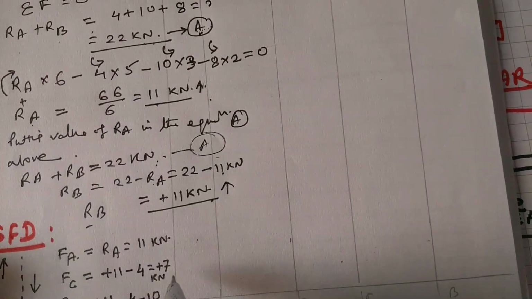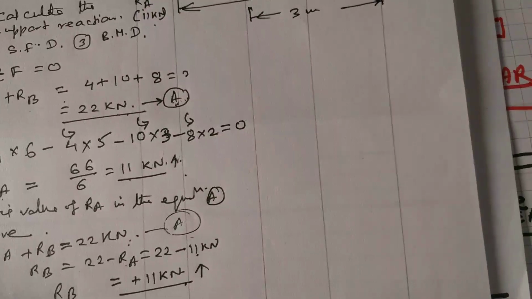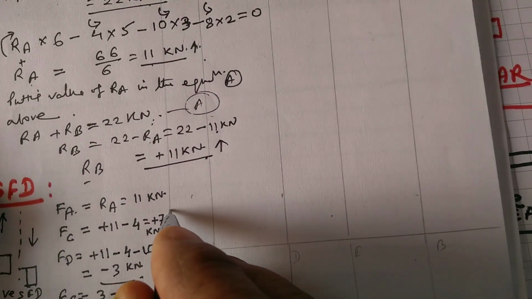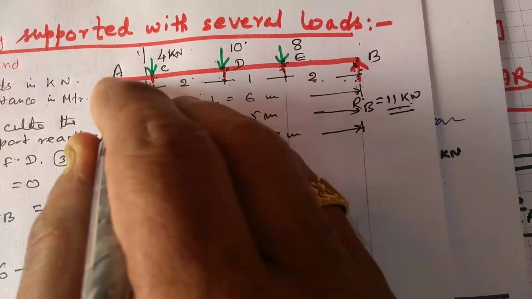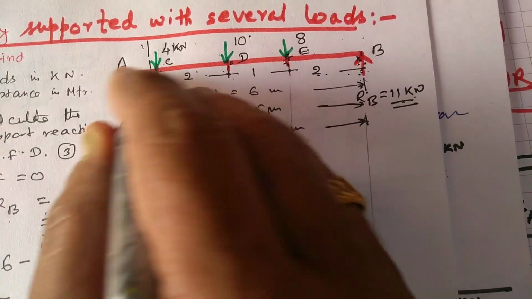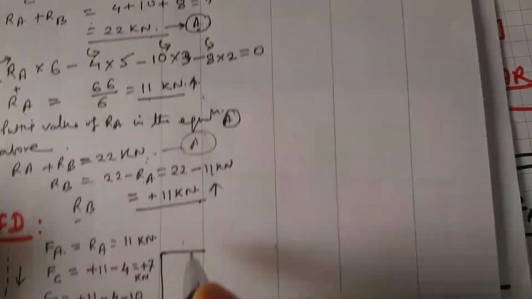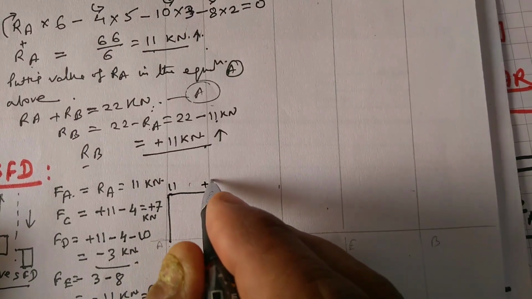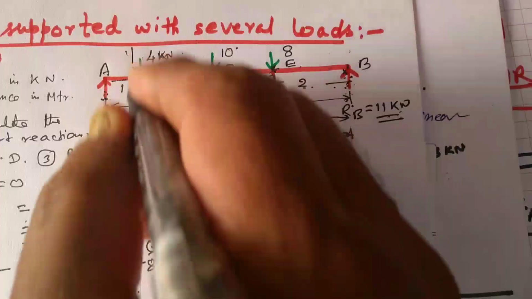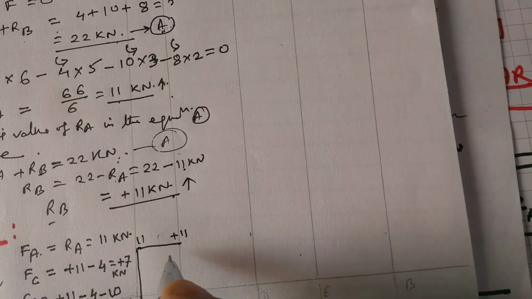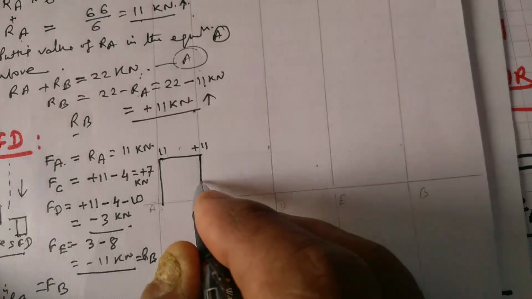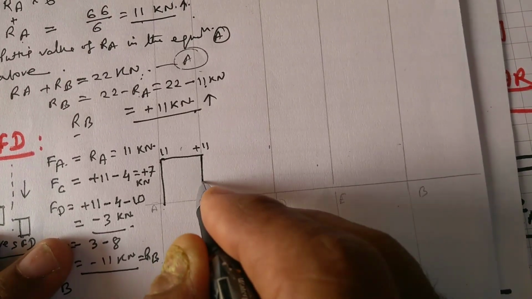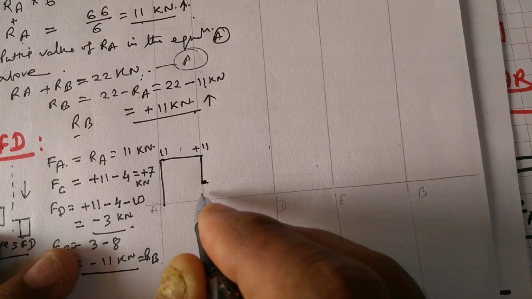Taking the left side as positive, just write down 11 here. There are no forces between here, no downward force, so this will be constant at 11. Here is also 11, and then just down 4, so this point will be 7.